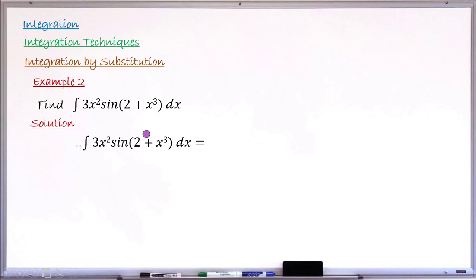And what I will now check again is this inner function, that is 2 plus x cubed, its derivative. If I ask you, you tell me it's 3x squared, and it's exactly what you have here, the very first function that is multiplying that function of a function. So that gives you confidence that yes, it is integration by substitution that we are going to employ here, so that you now find the integral. So if I continue, rewrite this so that this 3x squared comes last, I'm going to have the integral of sine bracket 2 plus x cubed, then times 3x squared dx.